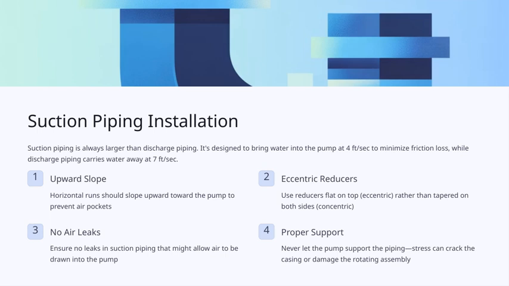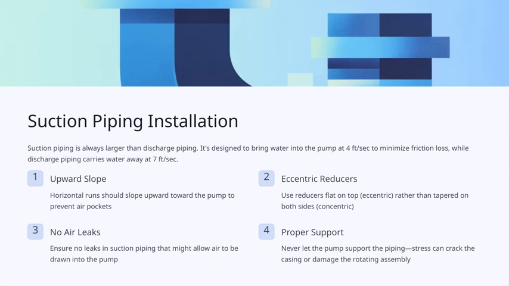Next, when installing piping, always ensure that the horizontal runs slope upward toward the pump. This simple slope prevents air pockets from forming, which could otherwise disrupt the pump's performance. Another key point is the use of eccentric reducers. These should be installed flat on top, known as eccentric reducers, instead of tapered on both sides, which are concentric. This prevents creating air pockets and helps maintain a smooth flow of water into the pump.